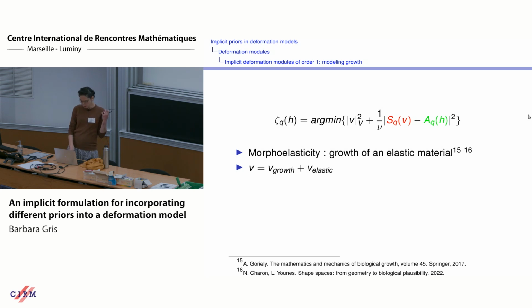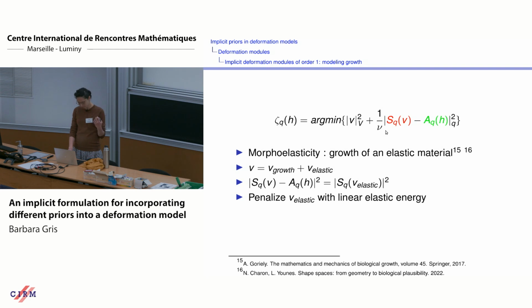What you do here, and this was well explained in the publication of Nicolas Charon and Laurent Younes, is that you can virtually separate your growth vector field into two parts. If you assume that the V growth has an infinitesimal strain tensor equal to your growth model operator, then the penalty that you have here corresponds to penalizing the elastic part of your vector field. Of course, in our model, you can add a penalty that depends on your shape and have a linear elastic energy.